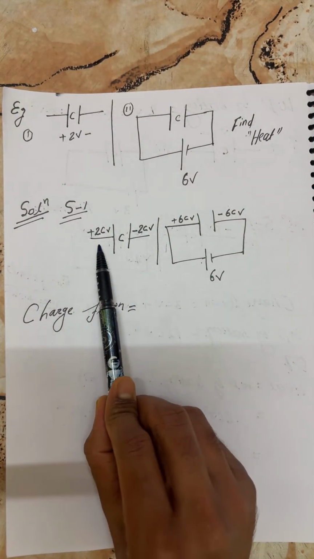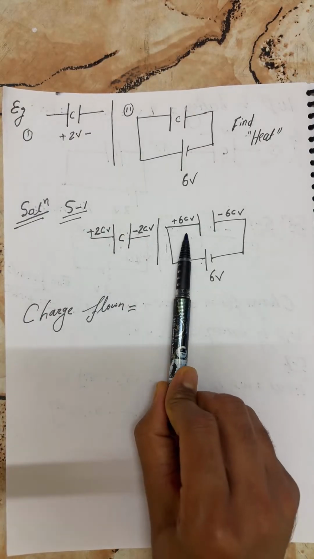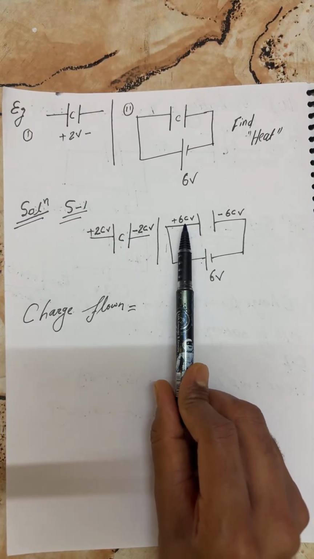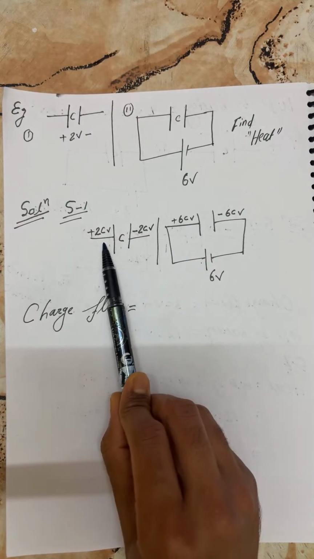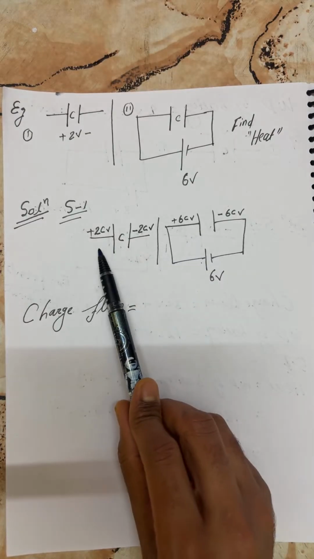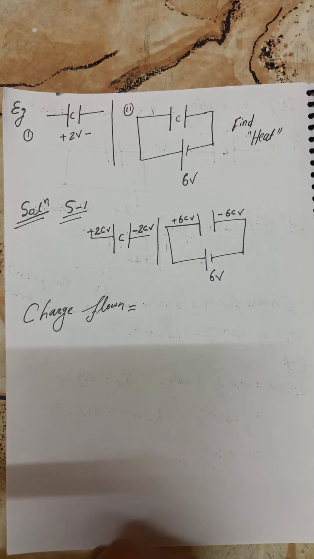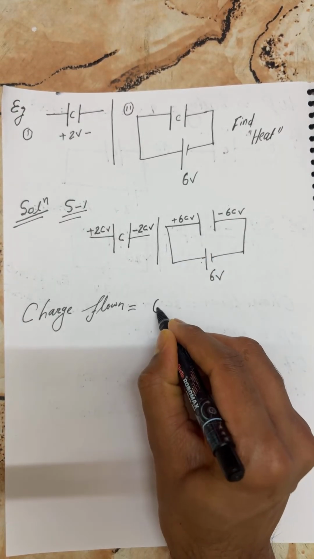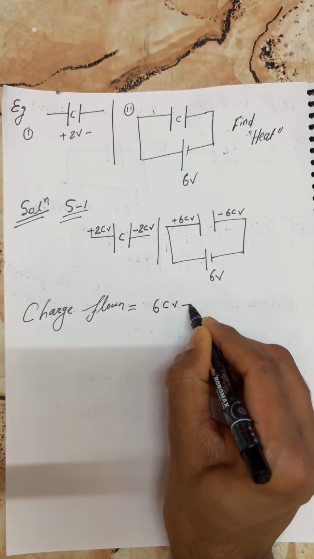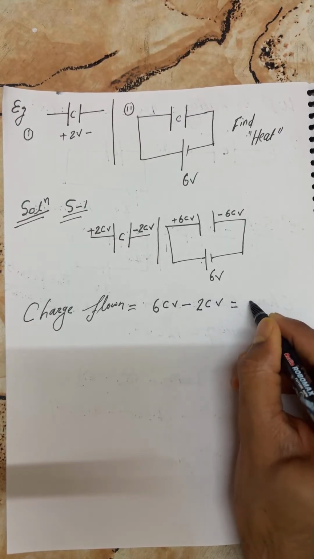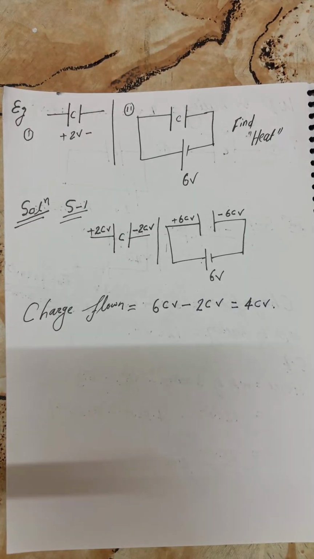If your final plate charge is increasing, then you can say final charge minus initial charge. But if your final charge is decreasing, then you can say initial charge minus final charge, right? So here the charge is increasing. So you can write plus 6 CV minus 2 CV, which equals 4 CV.